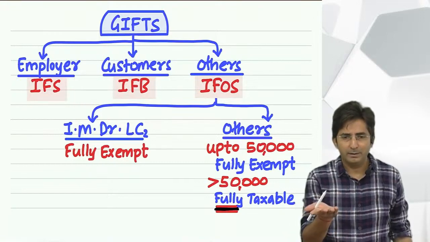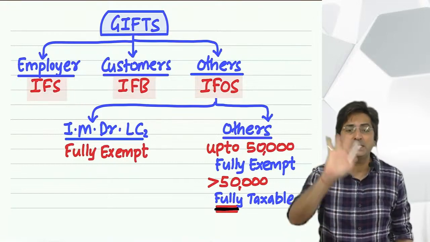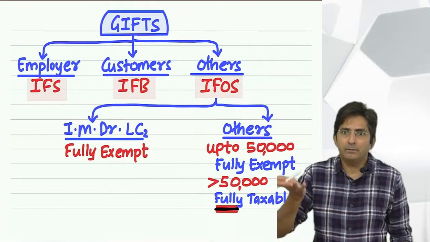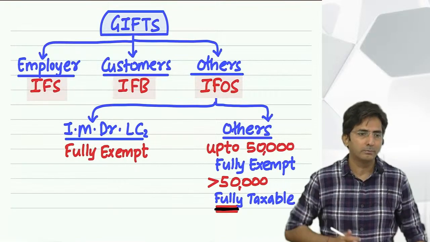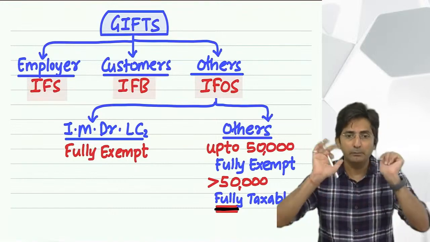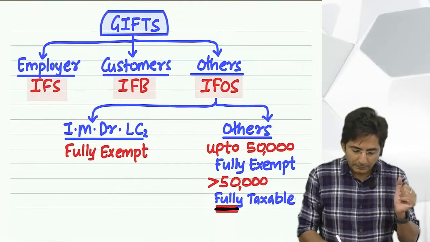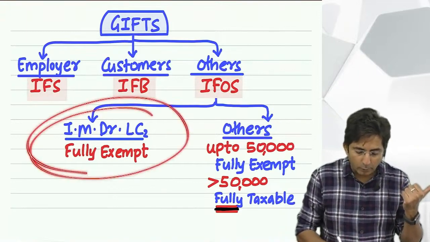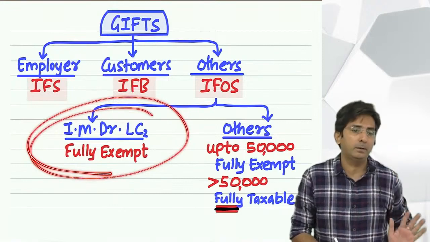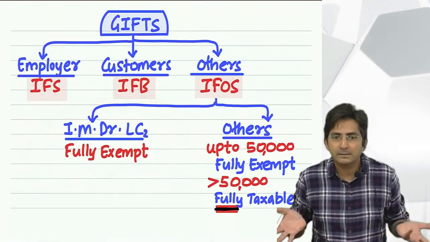Because will and inheritance cannot be cheated. Inheritance means it is someone's death. If someone's death is there, it can be proved. And will is also a written document. So these are believable gifts. In short, see, in all the points in this keyword of I am Dr. LC, you will find these gifts are genuinely believable. So government will not tax.